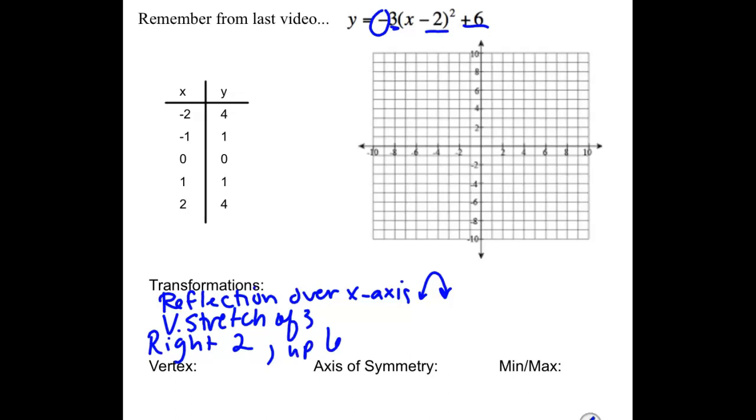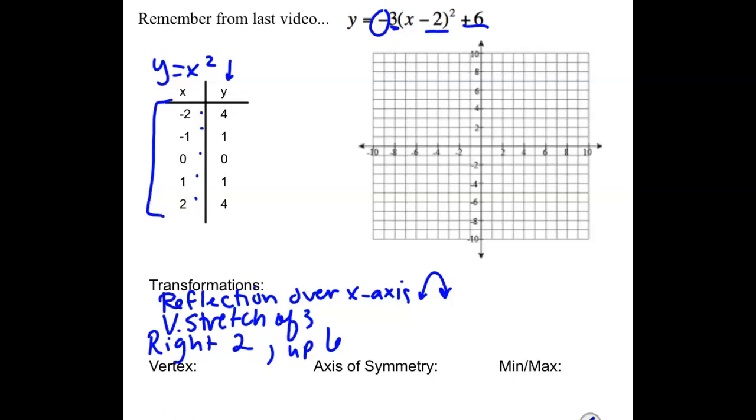To make this a little easier, we're going to start with our parent function, y equals x squared. We choose some values, typically negative 2 to 2, and we plug those into our equation, y equals x squared. So we're squaring each of these x values to get our y column here. Now, because we have 4 different transformations, we're going to look at the reflection and the stretch separate from the left, right, up, down kind of moves.